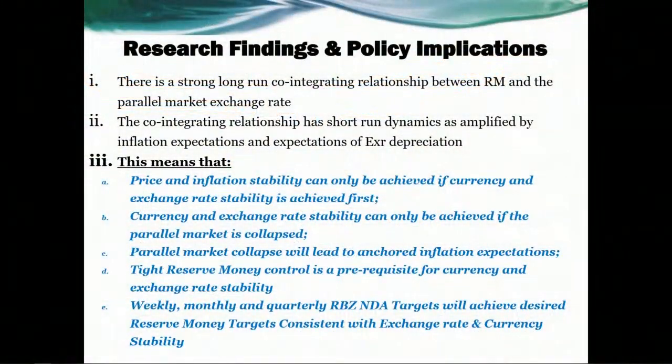For us to achieve inflation stability, we must have currency and exchange rate stability. To achieve currency and exchange rate stability, we must collapse the parallel market. To collapse the parallel market will lead to heightened inflation expectations. And I propose for us the best way to achieve our reserve money targets is not really to target reserve money itself, but probably to target the Reserve Bank NTA weekly, monthly, and quarterly. Thank you.